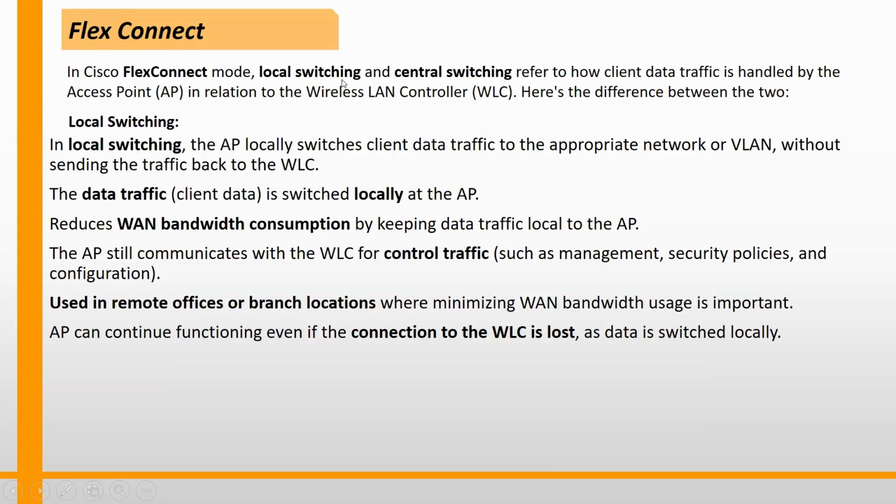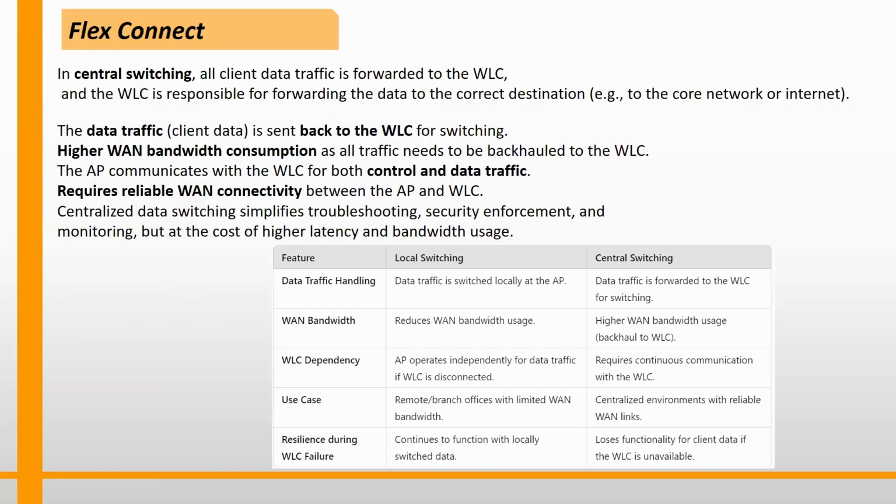In FlexConnect mode, local switching and central switching refer to how client data traffic is handled by the access point. In local switching, the AP locally switches client data traffic to the appropriate network or VLAN without sending the traffic back to the WLC. This one we know. It is used in remote offices or branch offices. In central switching, the client data traffic is forwarded to the WLC and the WLC is responsible for forwarding the data traffic to the correct destination.